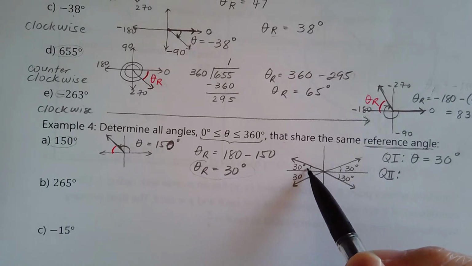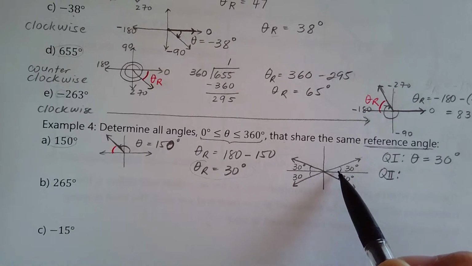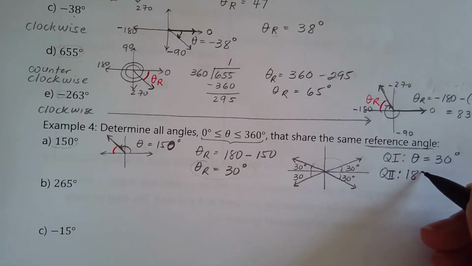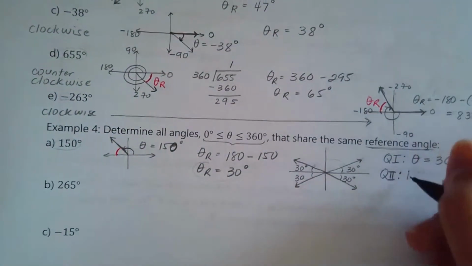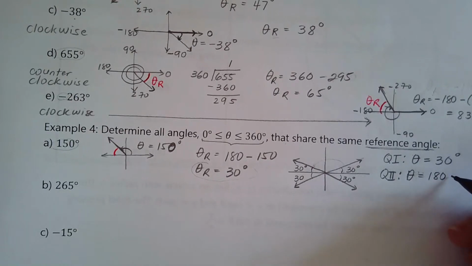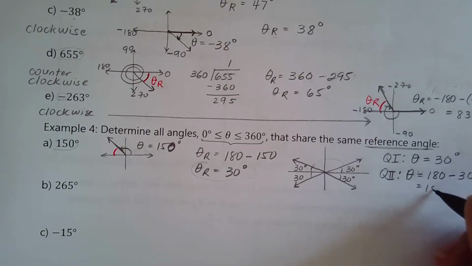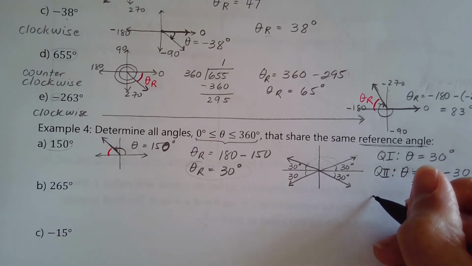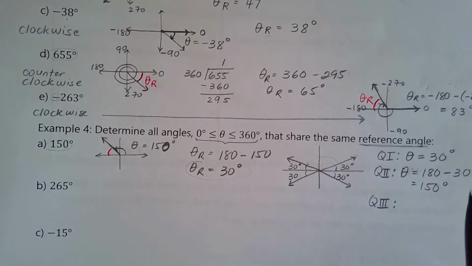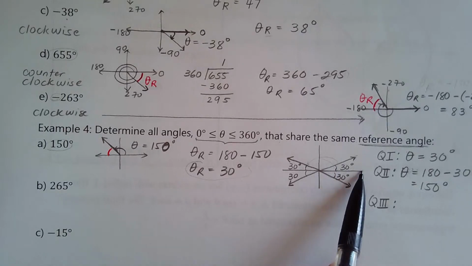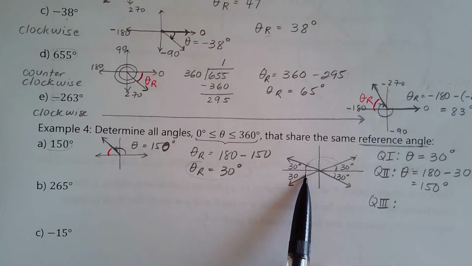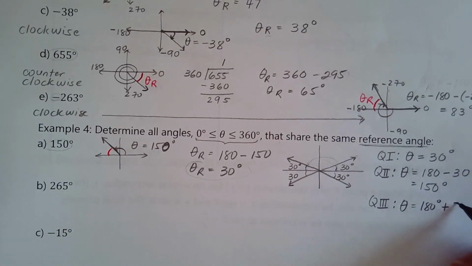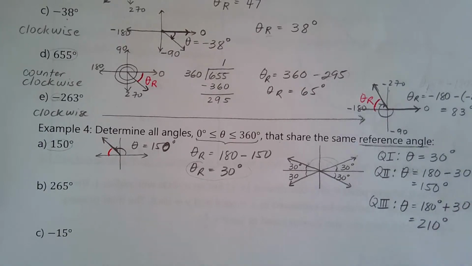Now in quadrant 2, it's going to be over here. How do we figure that out? This is 30 degrees. That's turning from here to there, that's going to be 180. 180 degrees minus 30 is going to be 150 degrees. What about in quadrant 3? From here, initial arm on the positive x-axis, turning all the way here to the 30 degree reference angle in the third quadrant, that's going to be 180 degrees plus 30 degrees. It's going to be 210 degrees.